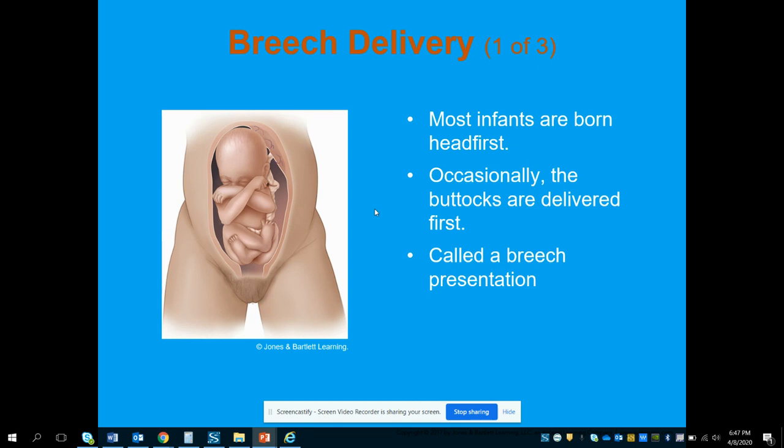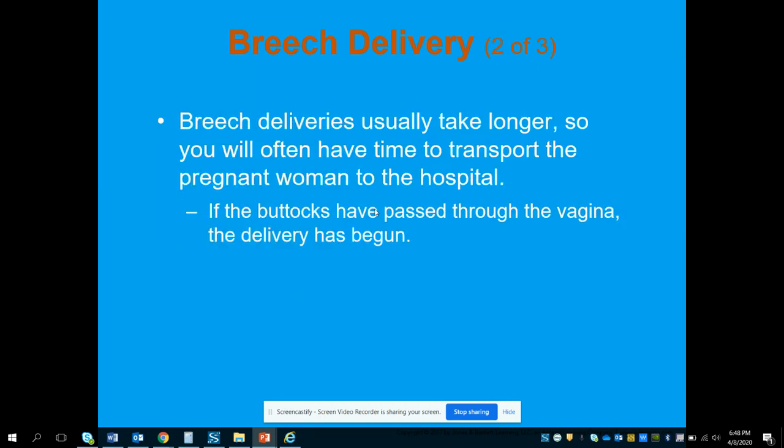So this is a breech delivery. As we said, most infants are born head first, but occasionally the butt is delivered first, and this is called a breech presentation. And so a full breech or a frank breech, which is what we see here, that can be delivered in the field. It's going to be extremely painful and difficult for the mom, but it can be done. So if you see that butt instead of the head, that baby can still be delivered in the field.